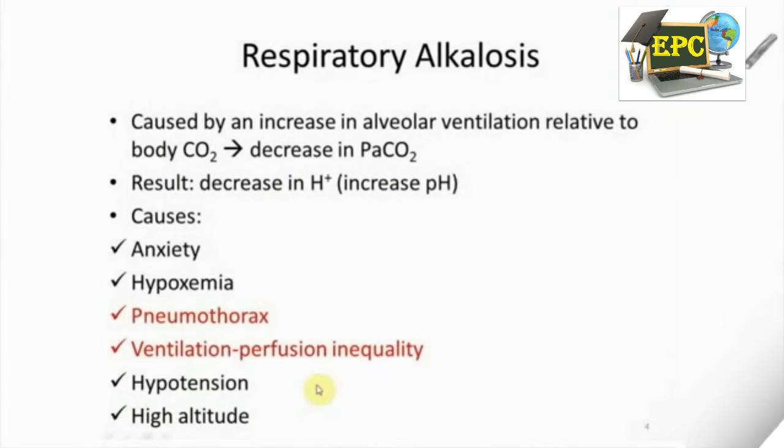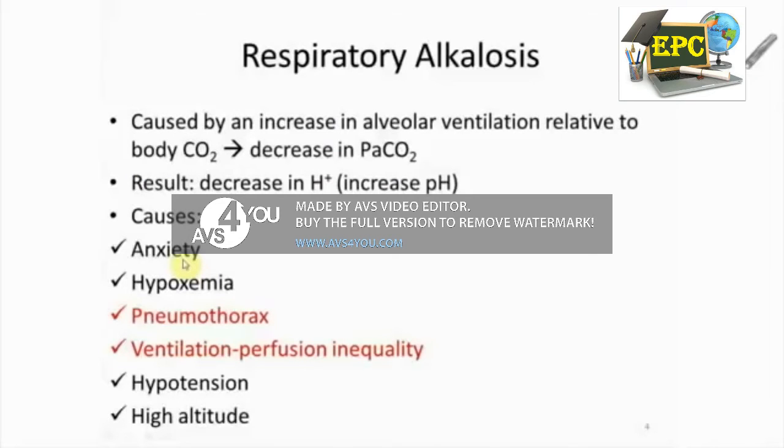Now, respiratory alkalosis is caused by an increase in alveolar ventilation relative to body CO2. So you decrease your CO2 in your body. A result, a decrease in hydrogen ions, which will increase pH. Causes include anxiety. Why? Because people who are having anxiety will start to hyperventilate. And here are the rest of the causes.